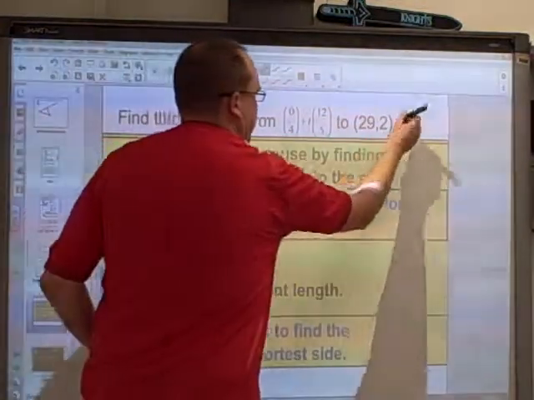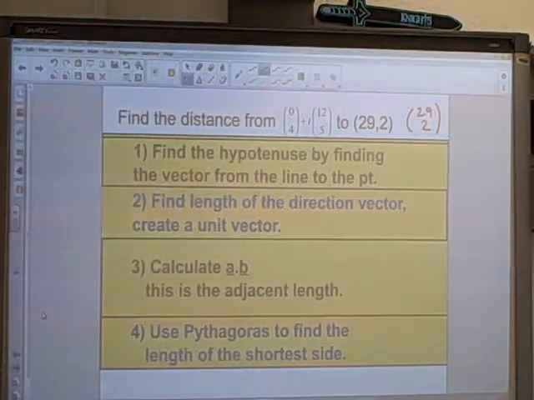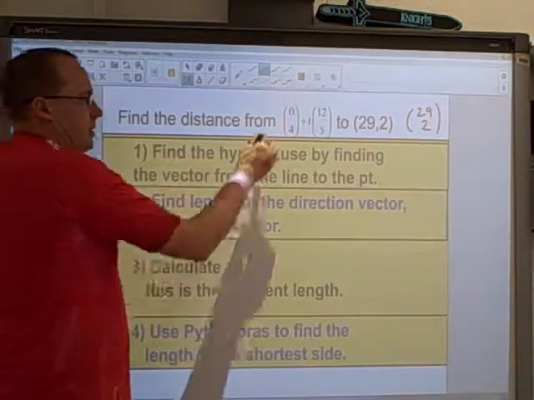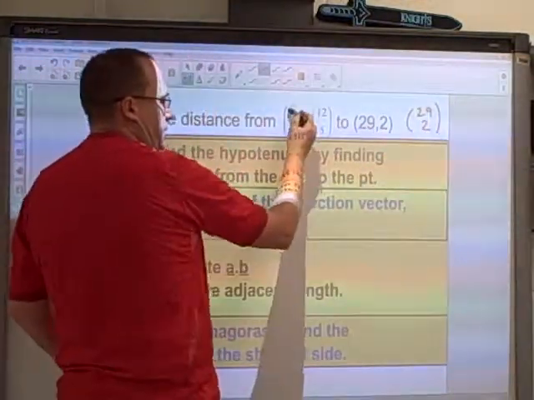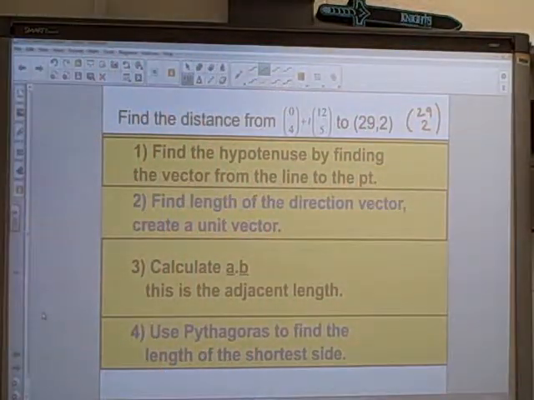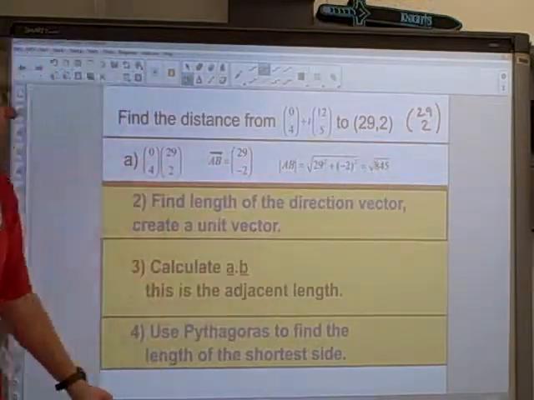Now, first of all, 29,2, I want to change into a vector to make this a little bit easier. So find the hypotenuse by finding the vector from the line to the point. So I'm going from 0,4 to 29,2. So an increase of 29 and a decrease of 2, so that would be 29, negative 2. And then we can do Pythagoras on this to find out the length of that hypotenuse.